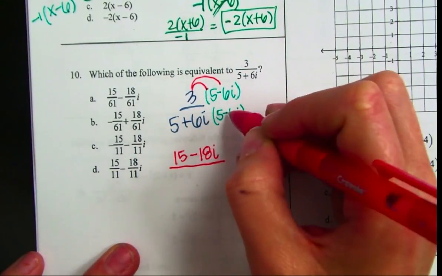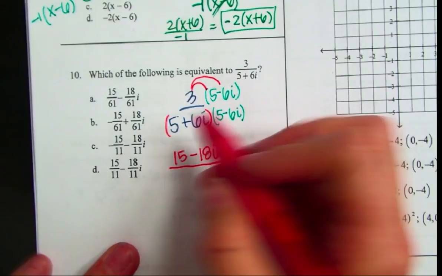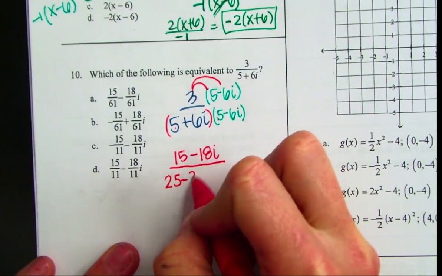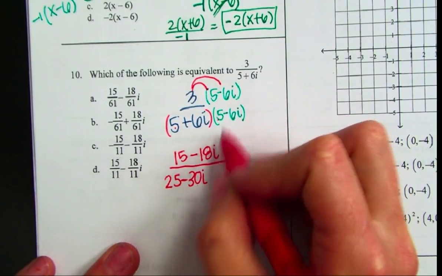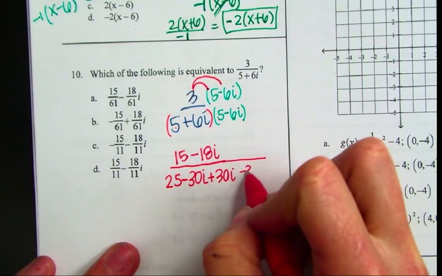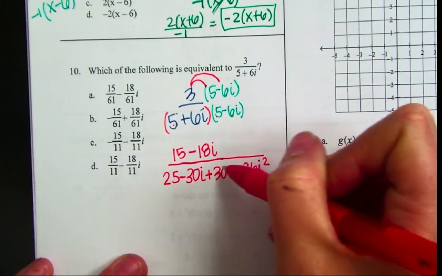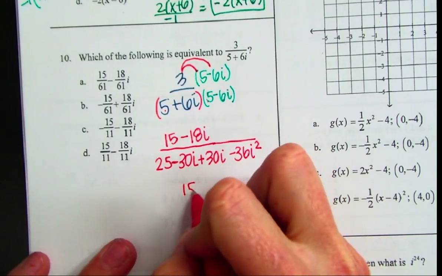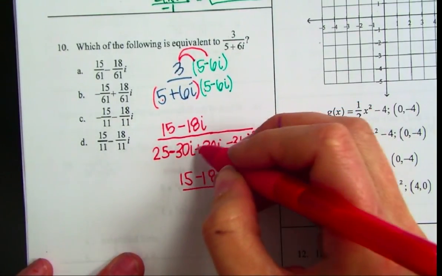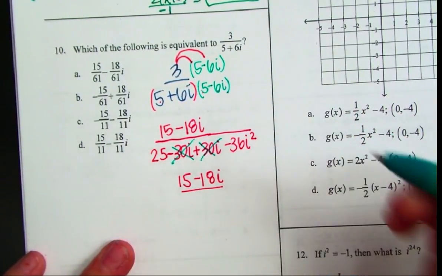The bottom of the fraction, we are going to be distributing the 2 binomials here with the 2 binomials here. So it's 5 times 5 is 25. 5 times negative 6i is negative 30i. 6i times 5 is positive 30i. And then 6i times negative 6i is negative 36i squared. So all we need to do now is simplify and combine like terms on the bottom. So 15 minus 18i. And then negative 30i and positive 30i, when I go to combine those, they cancel each other out to give you 0.